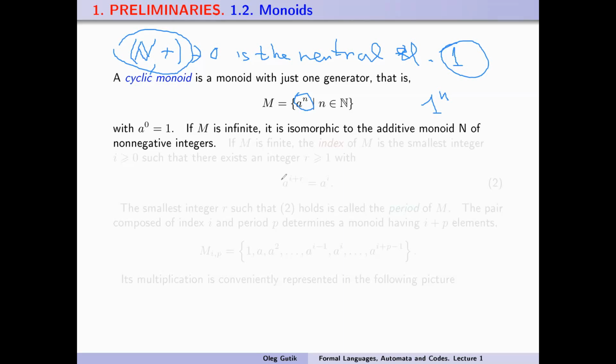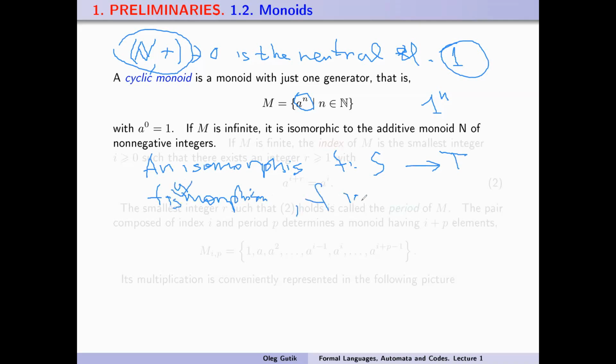Okay, what is an isomorphism? An isomorphism f from monoid S to monoid T is a map such that f is a morphism, and f is a bijection.